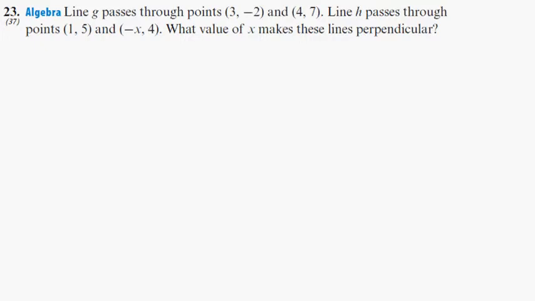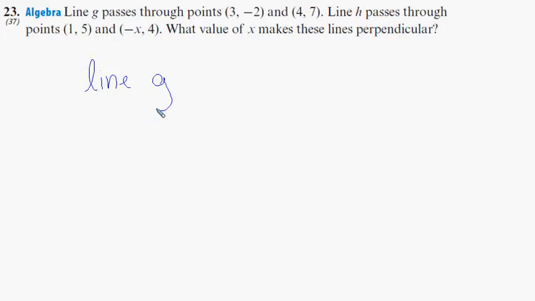Certain that you're going to recall that lines that are perpendicular to each other are negative reciprocals of each other. Well, their slopes are negative reciprocals of each other. So we're starting out with line G, and we've been given the points for line G that it passes through. So we can find the slope of line G. All right, so let's do that first.